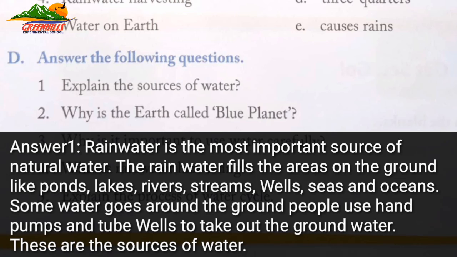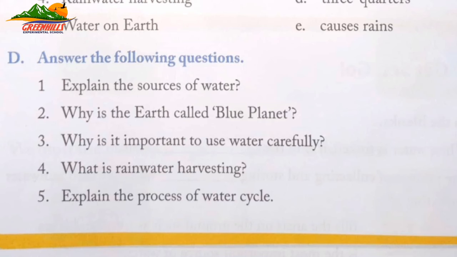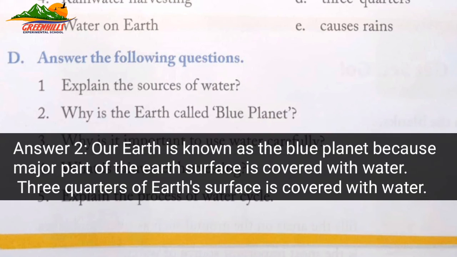Then, number 2. Why is the earth called blue planet? And the answer is, our earth is known as the blue planet because major part of the earth's surface is covered with water. 3/4 of the earth's surface is covered with water.